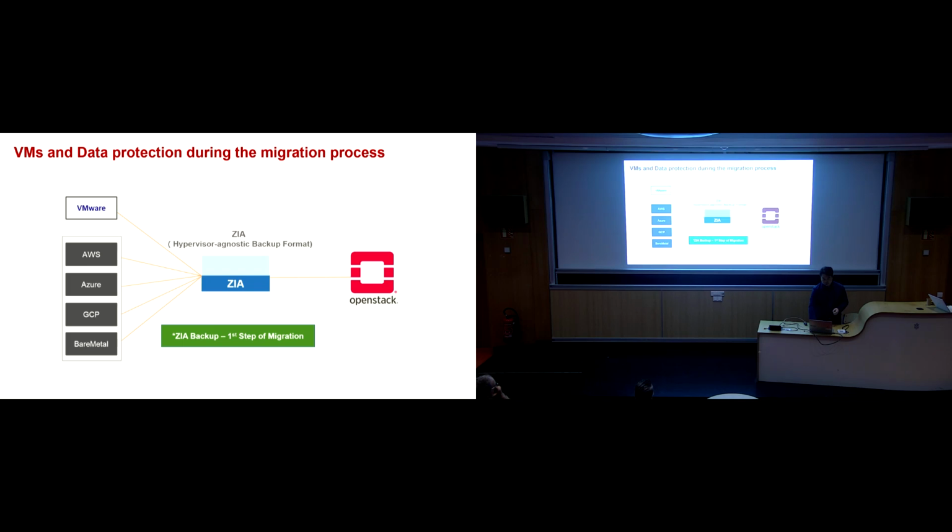Yeah, second requirement was data protection capability. As I said, the first step is capture ZR backup format. VMware's VMDK captured in ZR backup format. Non-VMware's also. Once you start the first step, you already protect your virtual machine and the data. ZR is our backup format, hypervisor backup format. Second step is a GR2 OpenStack. That's it, right?